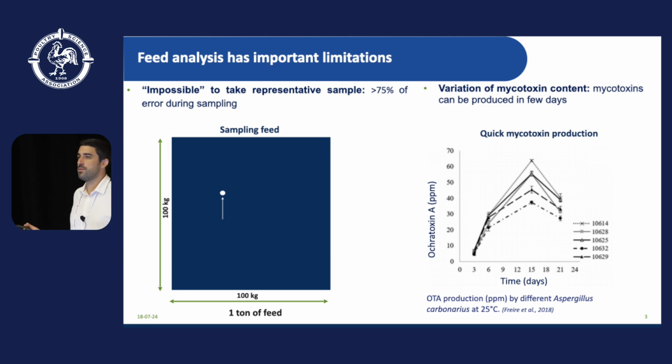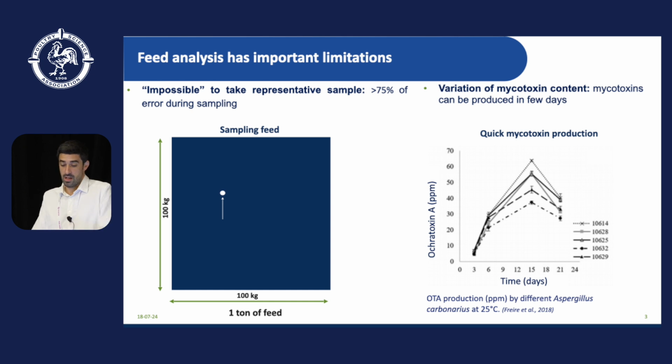But we know that feed and raw material analysis have a lot of limitations that do not allow us to know the real mycotoxin exposure. For example, the heterogeneous distribution of mycotoxins does not allow us to take a representative sample. Normally, mycotoxins are concentrated in hot spots, places where the fungi grow and produce a lot of mycotoxins, but then the rest is completely clean. So how do we collect a representative sample when we have such a heterogeneous distribution?